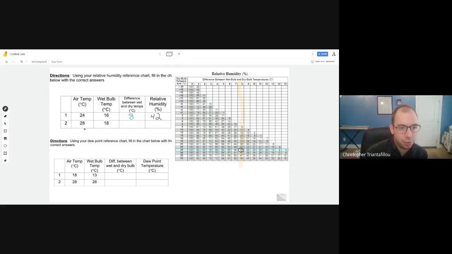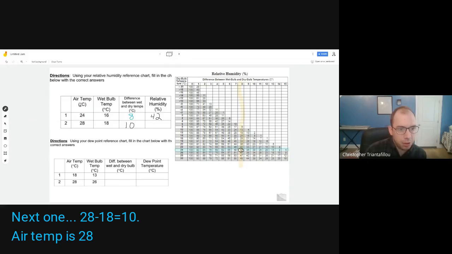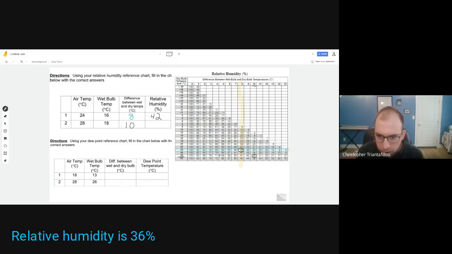Okay, so let's do this one. 28 minus 18 is 10. Air temperature is 28. We go to 28 right here. The difference is 10. So we use this one here, 10. So follow this down until you get to 28. You see it's right there, 36%.